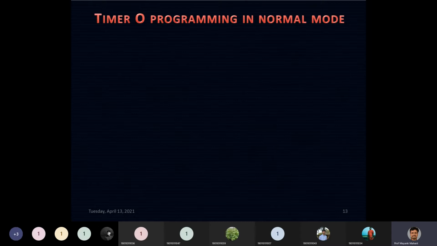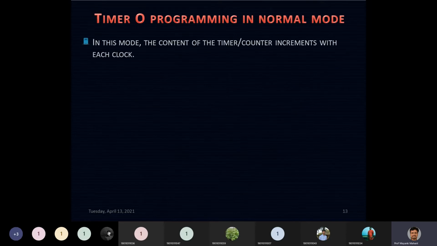So now in today's class we are going to discuss timer 0 programming in normal mode. We have discussed that timer 0 can work in two different modes, one is CTC mode, another is normal mode. So we would be looking into both of these modes, normal mode and CTC mode, in today's class with programming examples.